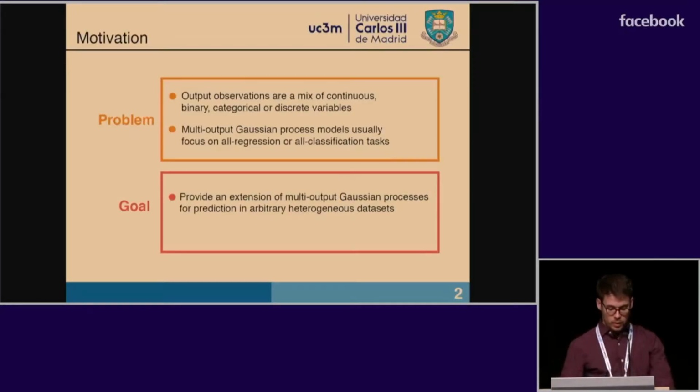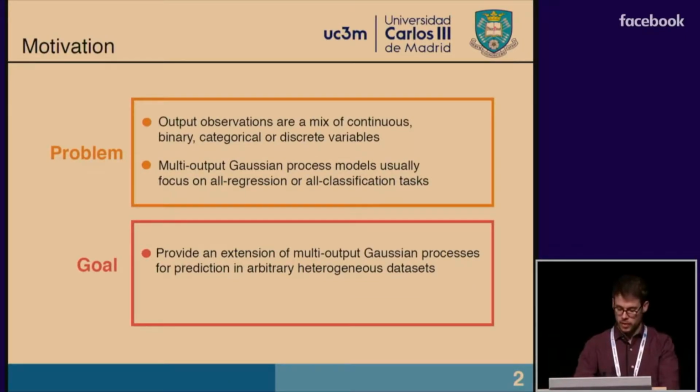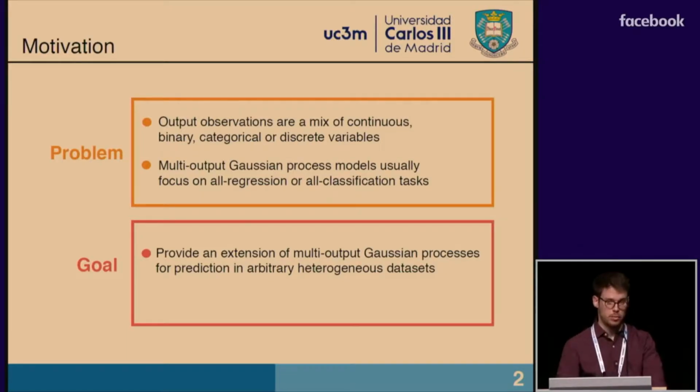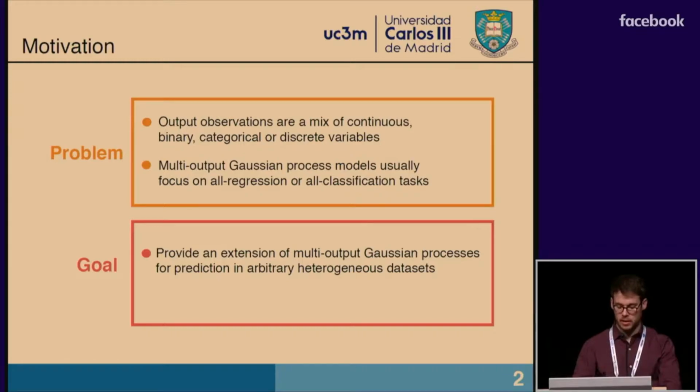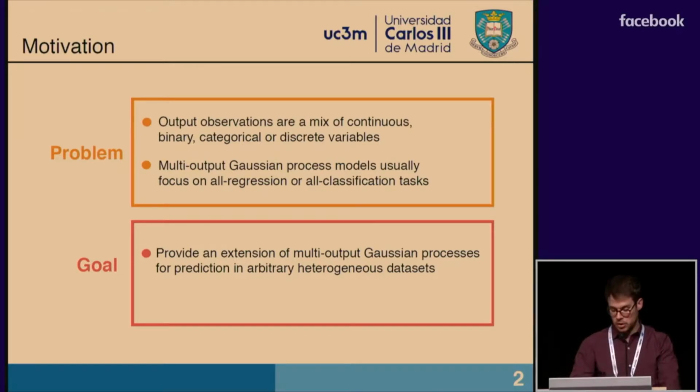The problem that we deal with is when we observe pairs of input-output values where the inputs come from the real domain, but the outputs are a mix of continuous, binary, categorical, or discrete variables. This is what we know as the heterogeneous problem, which is also a combination of different statistical data types.